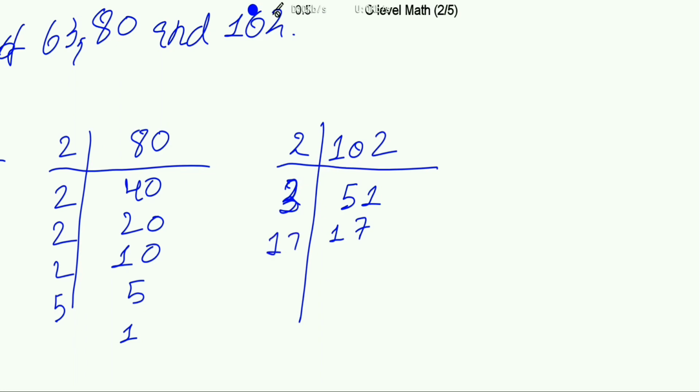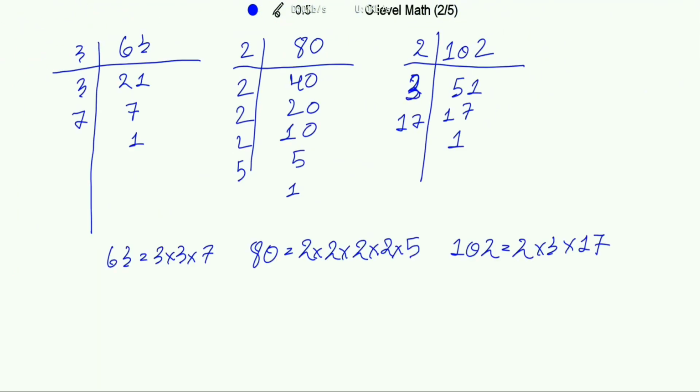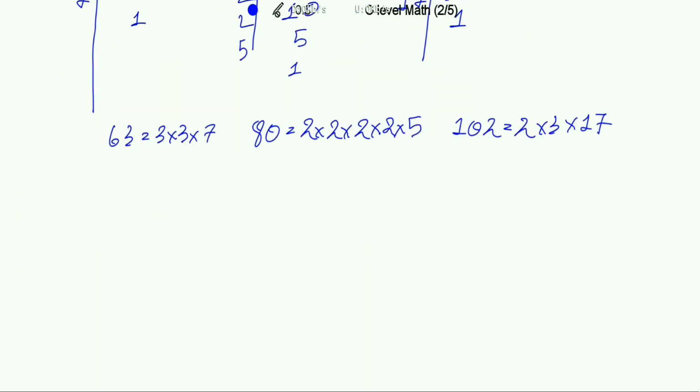Okay, and then 17 ones are 17. Okay, we have broken down all these numbers. Now what we're going to do is, the method which I'm going to show you is a little bit tricky, but you need to remember it and how to take the LCM of any numbers.